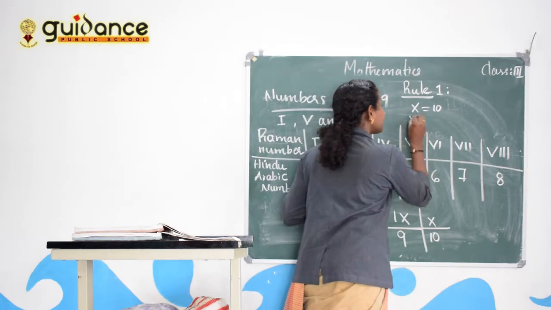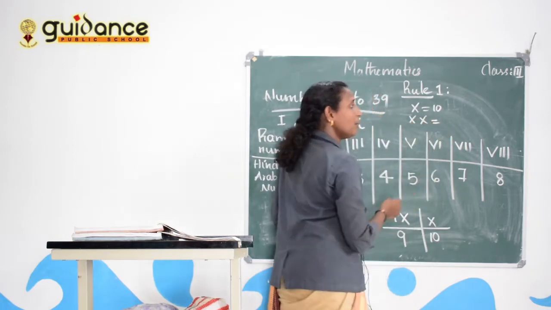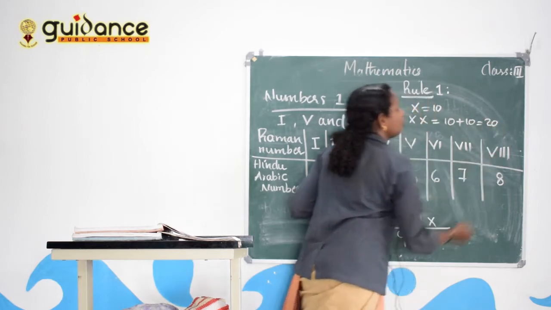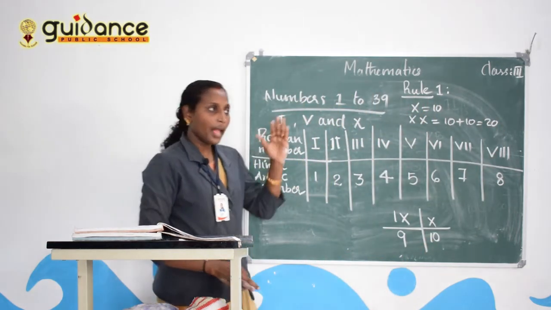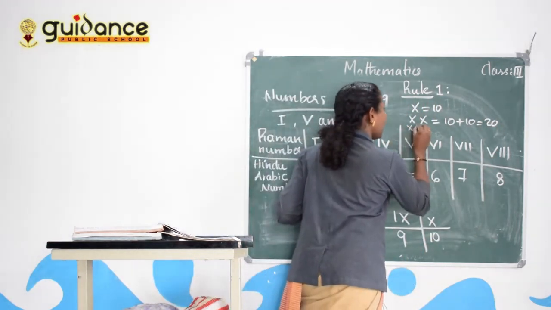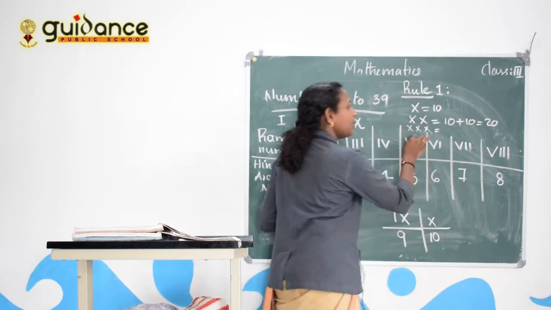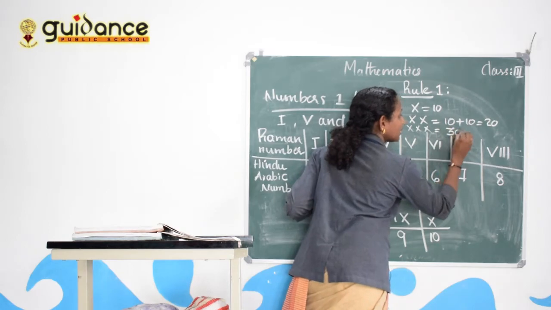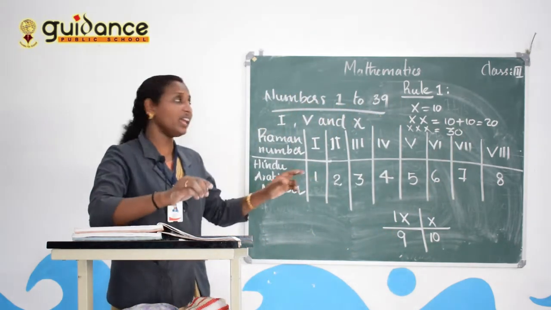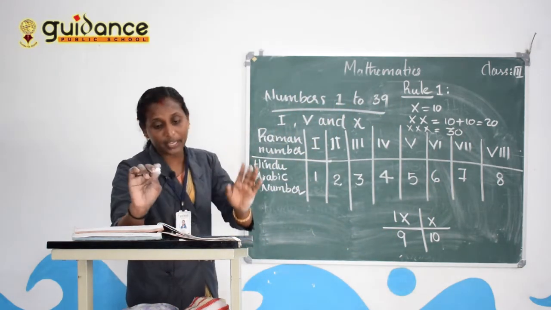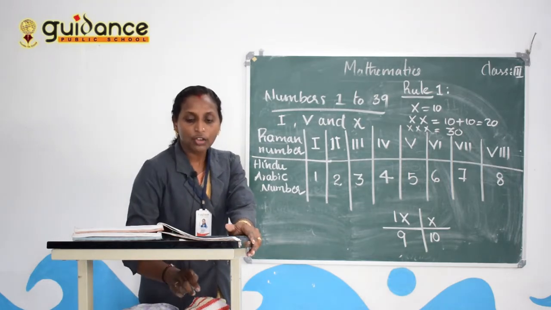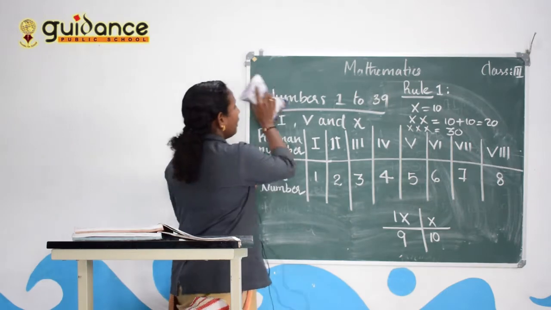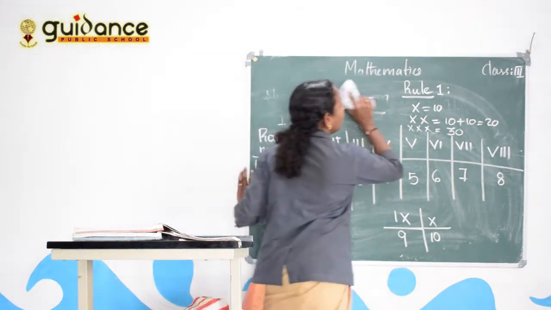Okay, in the same way, X is 10. What about XX? It can be written as 10 plus 10. What is the value? 20. And also XXX, that means 10 plus 10 plus 10, that is 30. So, V cannot be repeated. That is the first rule. Okay, then write the second rule.